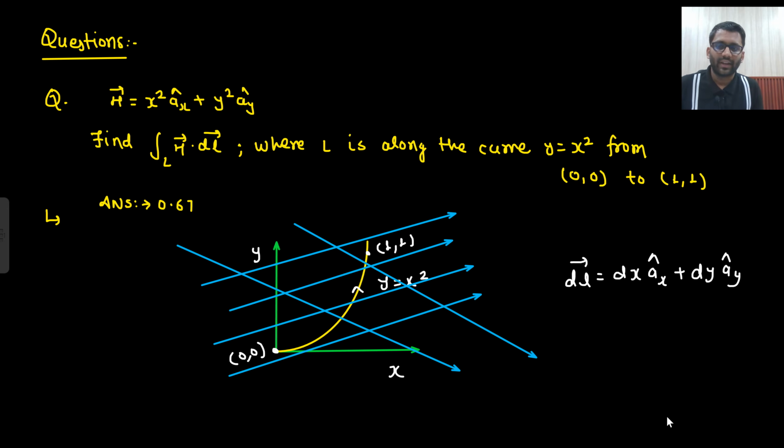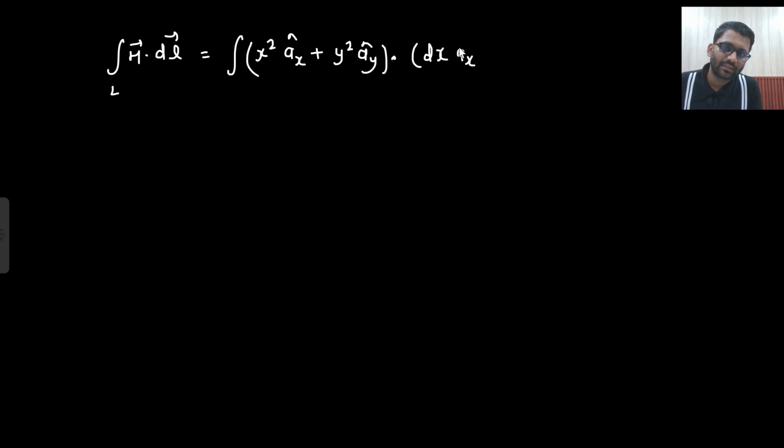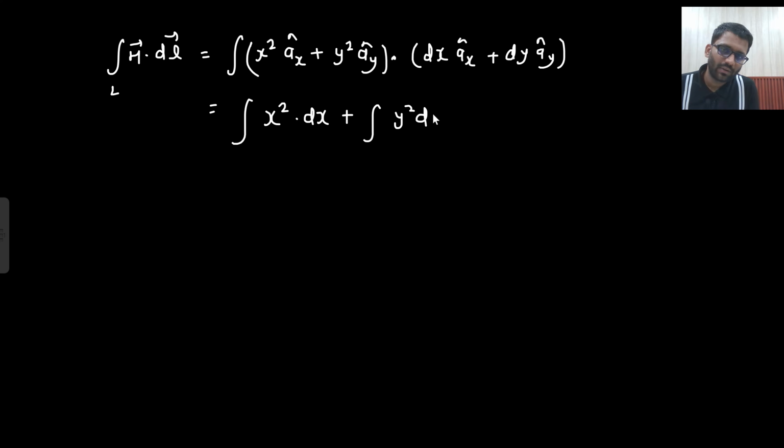So what is my H? X square ax plus y square ay, dot dl. dl is dx ax cap plus dy ay cap. So if you solve it, what are you going to get? Ax cap will be multiplied with ax cap, ay cap will be multiplied with ay cap. So x square dx plus y square dy.